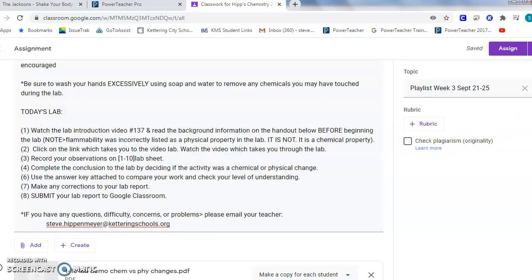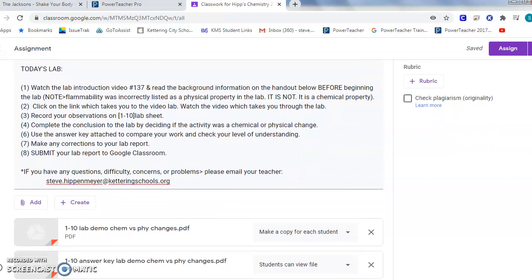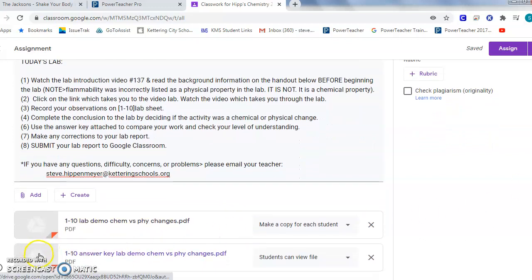An answer key is going to be posted below as well. It's right down here. If you look under the lab, there's your answer key. When you're done, compare your work to the answer key to see if you are agreeing with what you saw, and it'll help you check your level of understanding.